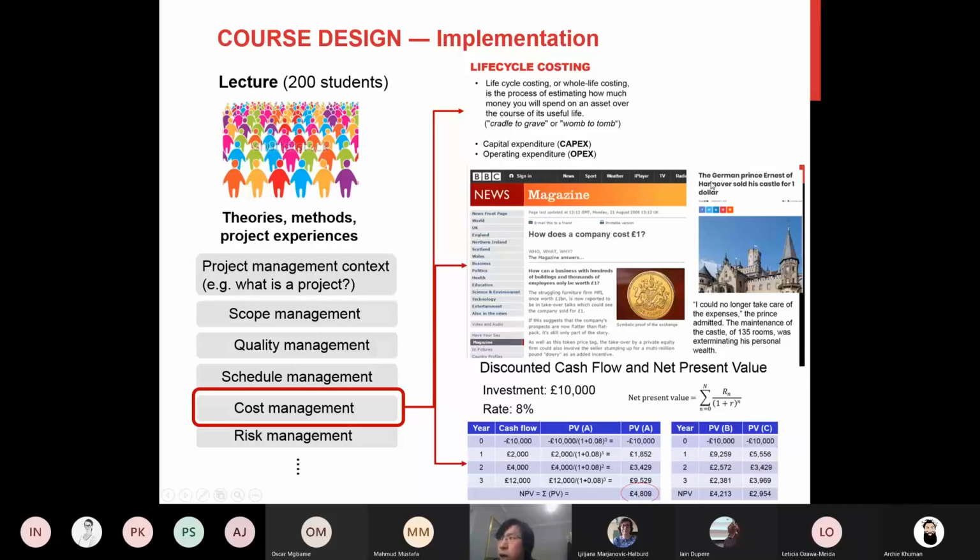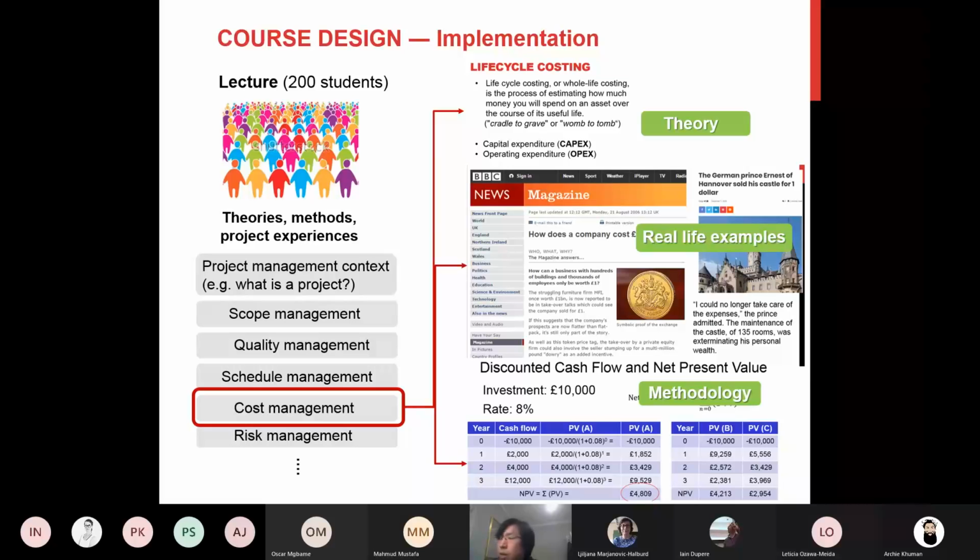And how come the German prince would like to sell his castle for only $1? So with this clarified, they want to know how to calculate the cost in a more comprehensive way, and then we will provide them the solutions. So again, we try to link the theory, the real life examples, and methodologies all together.